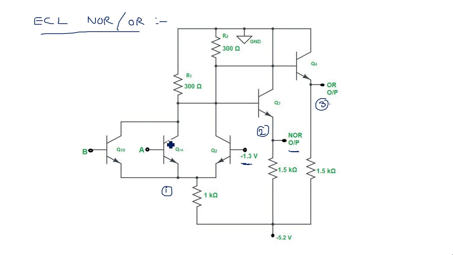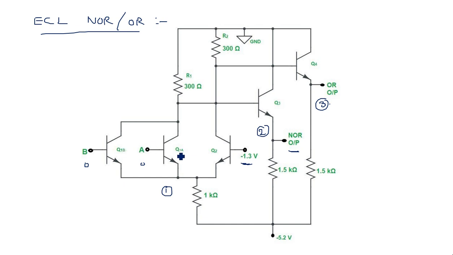Hope you understand. Okay, so when inputs A and B are both low, what happens? Low means what is the voltage we are giving? Minus 1.7. -1.7. Q2 is more forward biased. -1.7 leads the transistors Q1A, Q1B both off.